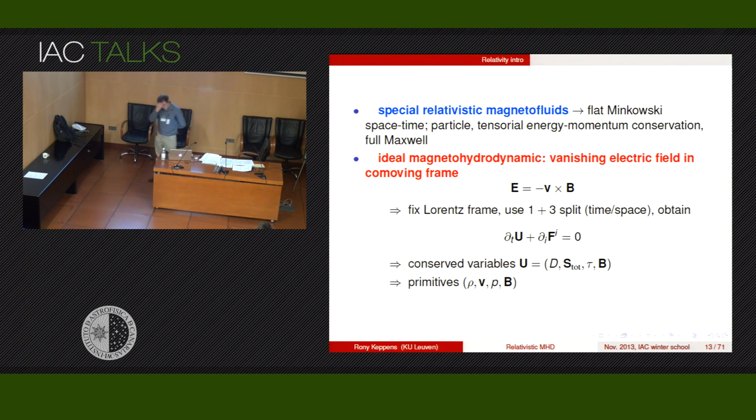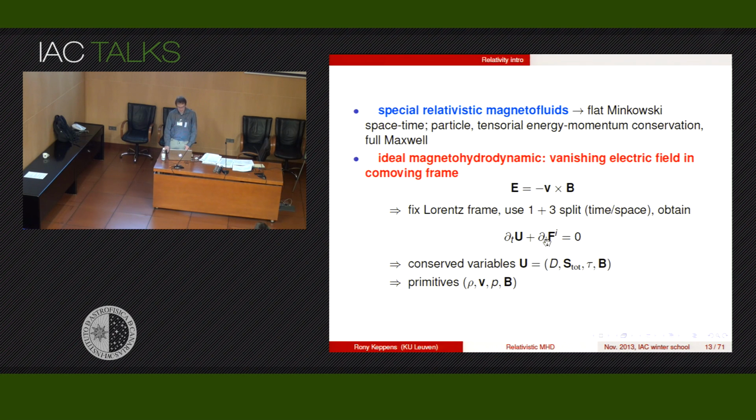So special relativistic magnetofluids in flat Minkowski spacetime actually boil down to ideal MHD approximations and a set of conservation laws that in a time space split look like something that you can plug into your favorite numerical code for solving hyperbolic partial differential equations, conservation laws. The tricky thing here is that my conserved variables have somehow changed, except for the magnetic field.